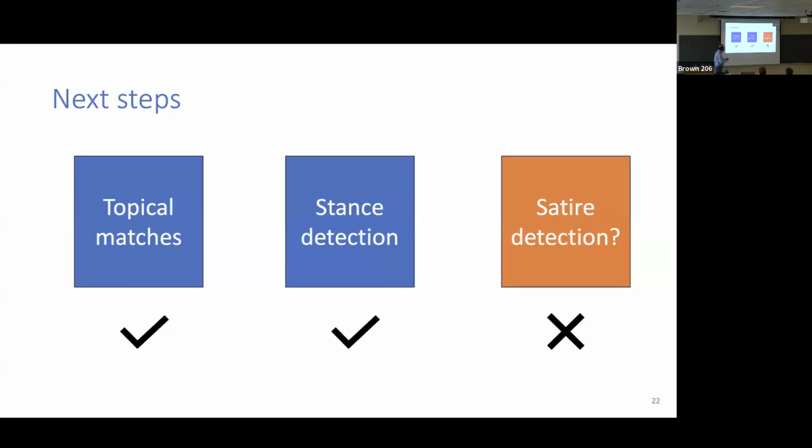So based on this, we are able to identify topical matches. So we improve the set of candidates by a lot compared to previous systems. We improve stance detection by a lot. So we have a good set of candidates, but we still find that we are missing when we look at satire and parody and so on and so forth. And that's a very difficult problem, especially for a machine to understand. So that's potentially an area of research that should be looked at in the future.